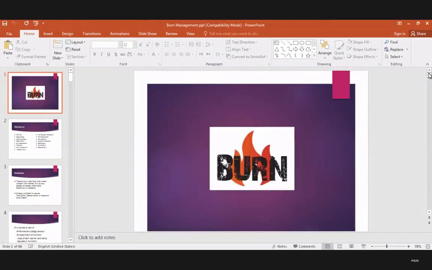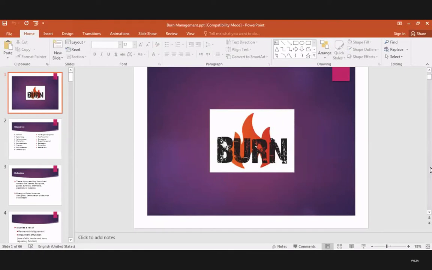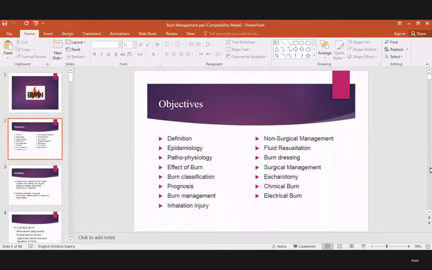This is the first lecture that we will start today. It's about burns. The contents that I will discuss with you about burns today are the definition, how we define burn, the different types or classes of burns, and then its epidemiology, pathophysiology, what effects it creates on the body, how we classify the burns, what the prognosis is, and then the management.